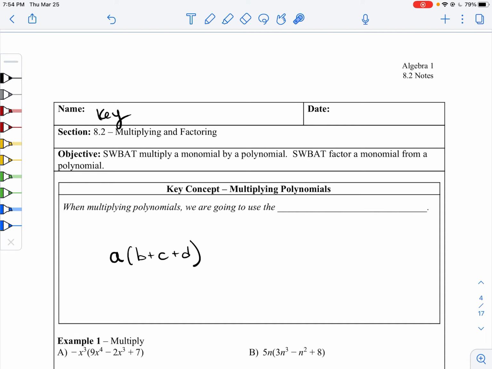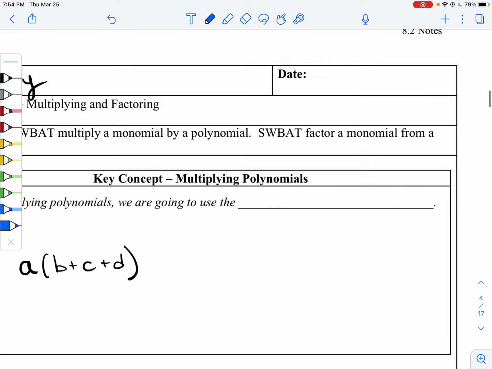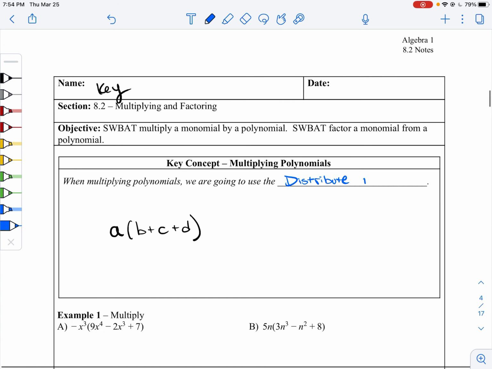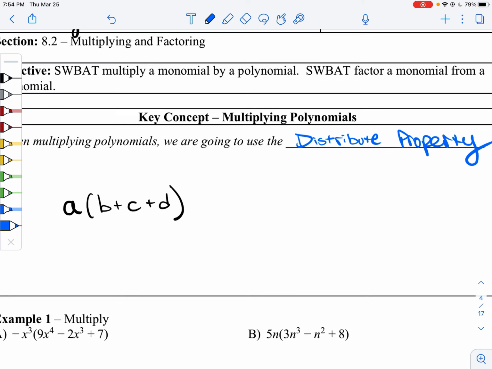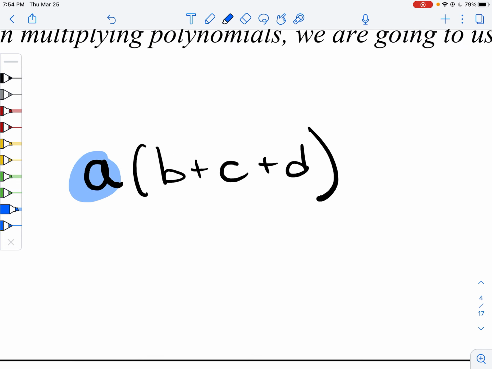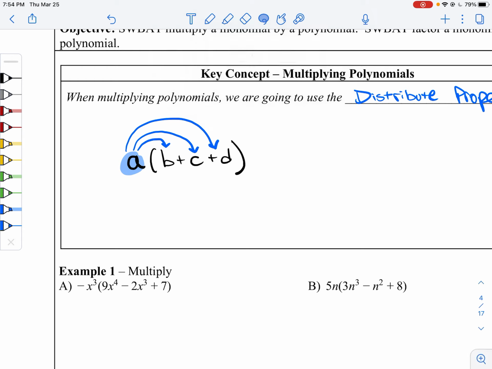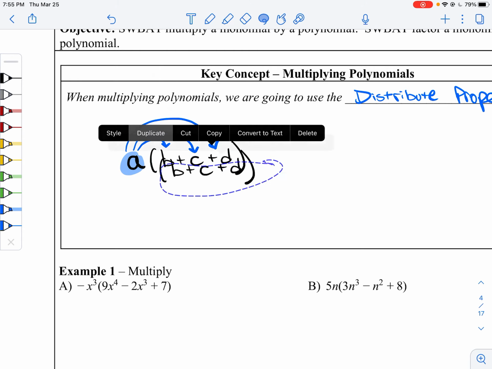So let's jump right in with a review of the distributive property. When you multiply polynomials together, you're just going to use the distributive property. It's like if we've got this number A and we want to multiply it by these quantities inside here, we're going to do A times B plus A times C plus A times D. So we're going to distribute A into all of those guys.